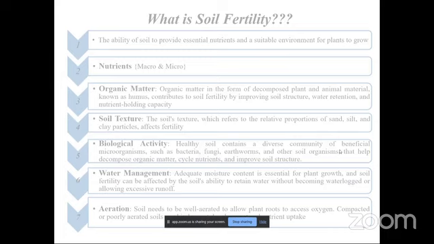And aeration: there is an exchange of carbon dioxide and oxygen in the soil, so proper tillage should be maintained so that aeration can be maintained. There should not be a hard pan in the soil. So proper aeration should be maintained. These seven factors define the soil fertility.